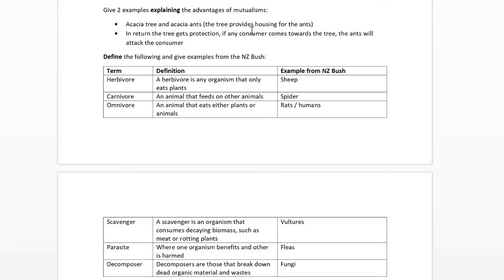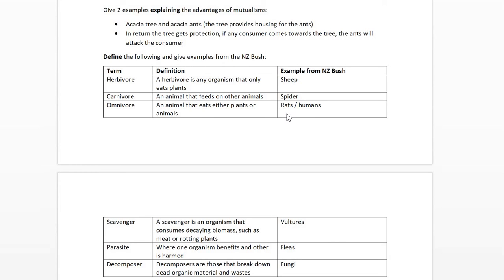So we've got one here: trees providing homes for ants, as with acacia trees. You could also give seed dispersal as another great one. Pollination is another good one. Define and give examples. So we've got some great examples. A herbivore would be some species of sheep or rat, able to be herbivorous on plant species. Carnivores feed on other animals. The spider is a fair example. But again, please note things like rats are very capable of feeding on the live young of other bird species in a New Zealand habitat. Stoat is also an example here.